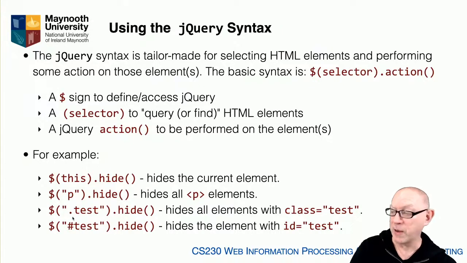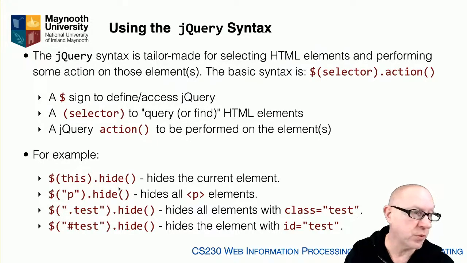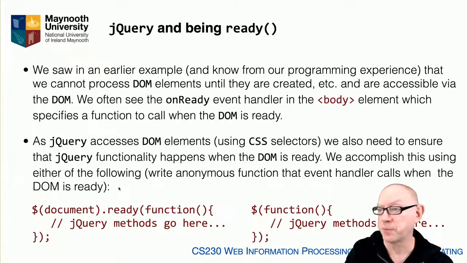$('.test').hide() hides all elements with class test, and $('#test').hide() hides all elements with ID test. So, this is a selector and this is an action. You need to learn those, and once you learn them, you'll be fine with knowing how to use them.